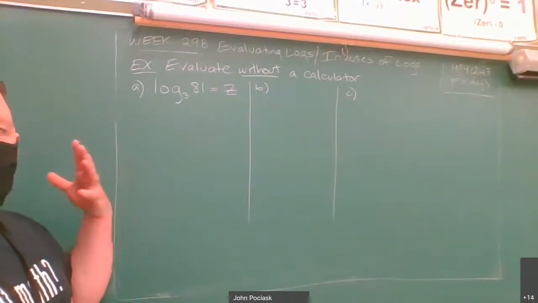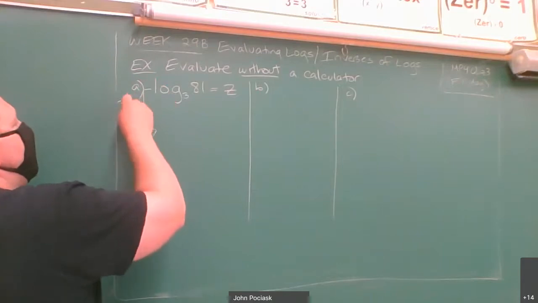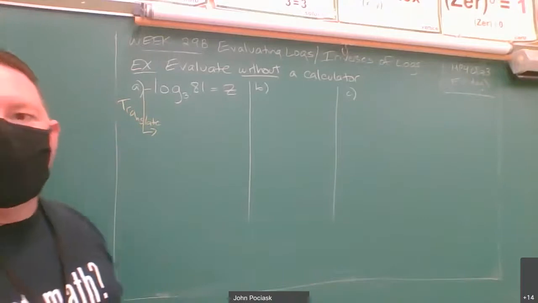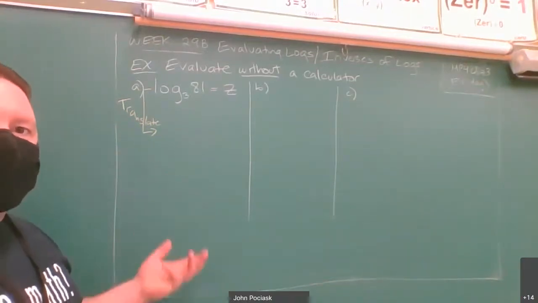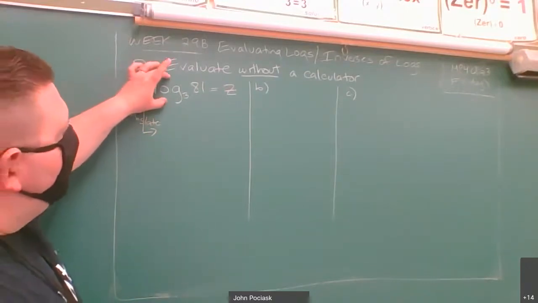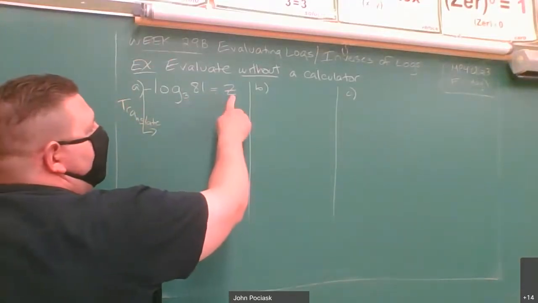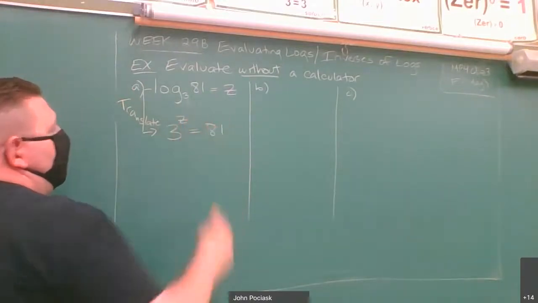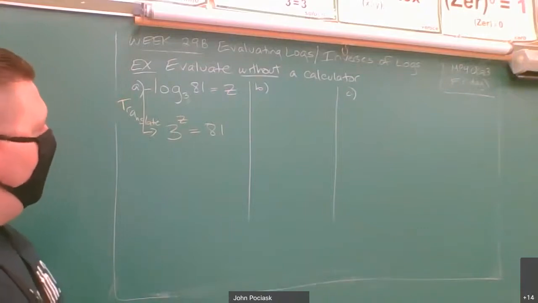Now you can use what we talked about last time. You can take this thing and you can translate it to its exponential form. That's what we did at the beginning of the last class. We went from exponential to logarithmic and vice versa. So I'm going from log to exponential. It would be 3 to the Z equals 81. Three to the Z is equal to 81.